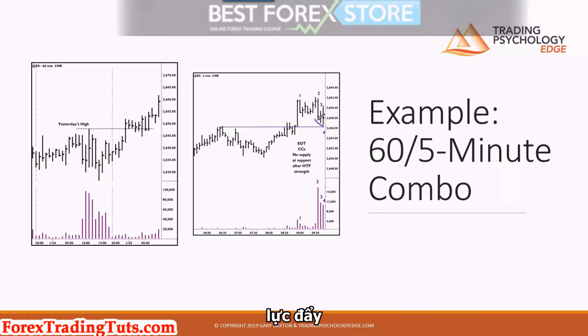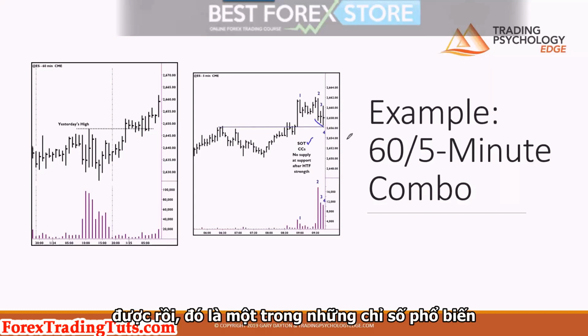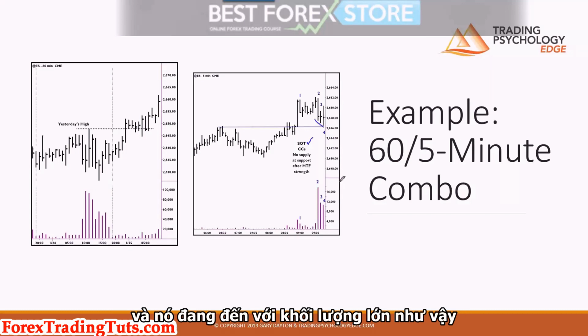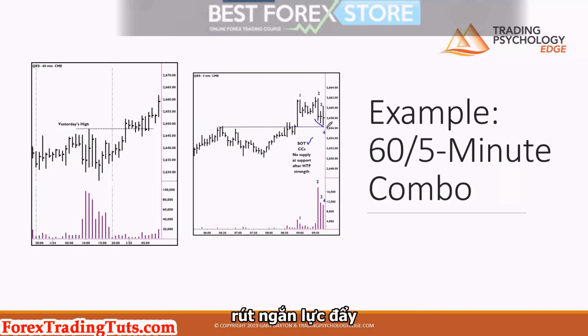The thrust from here to here was strong. The thrust from here to here is small. The thrust from here to here is small. From where we close down to the low is small. This is called shortening of the thrust. It's one of the common indicators. And it's coming in on high volume. So there's a pressure to go down, but somebody's in there buying it and keeping it. That's what causes this shortening of the thrust.